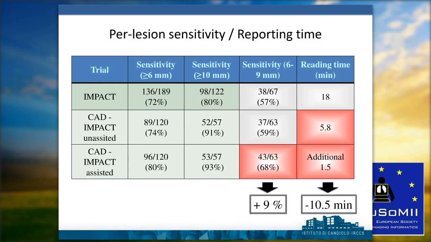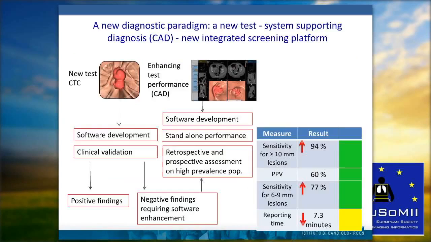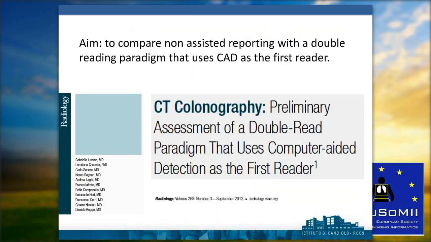Okay, we actually even saw that this was much better than the previous study, the one published in JAMA, because we would get a higher sensitivity, about 10%, and a reduced drop in reading time. So going back to our lights, we actually had an increase in sensitivity for 6 to 9 millimeter polyps, and we had some reduction in reporting time, not satisfactory, just a yellow light.